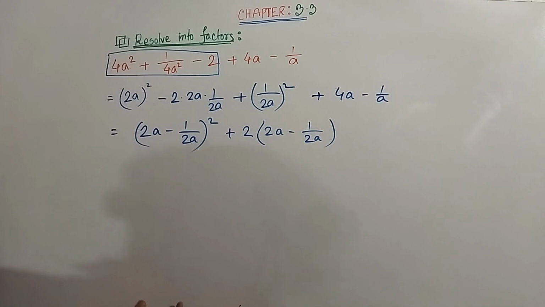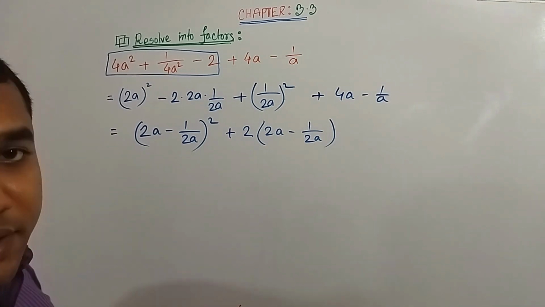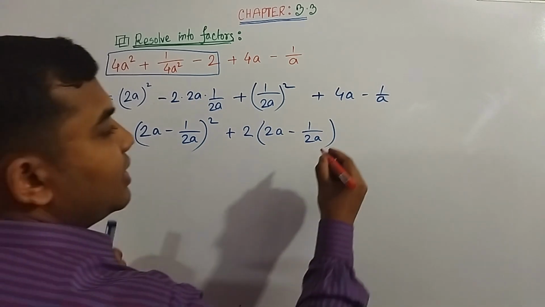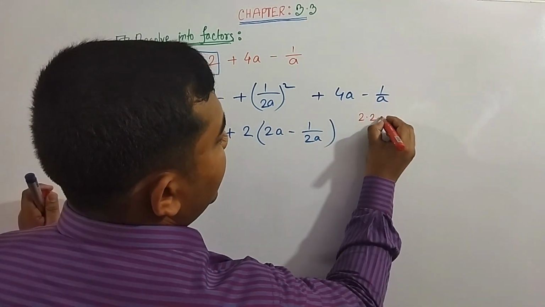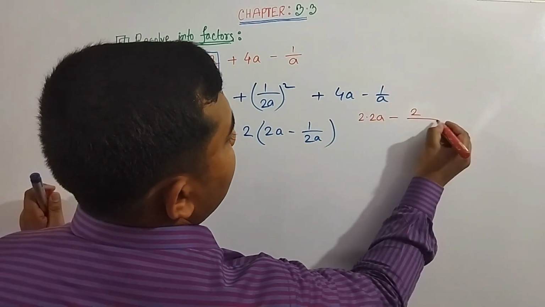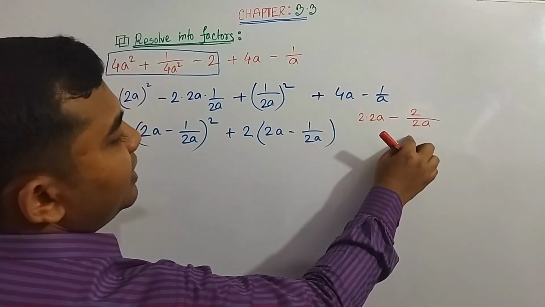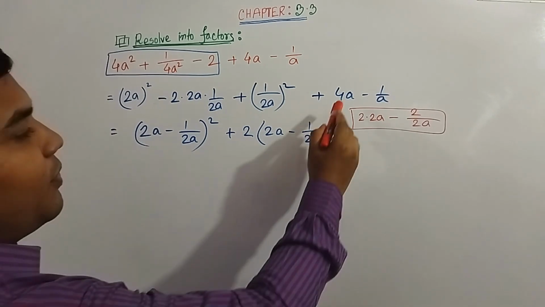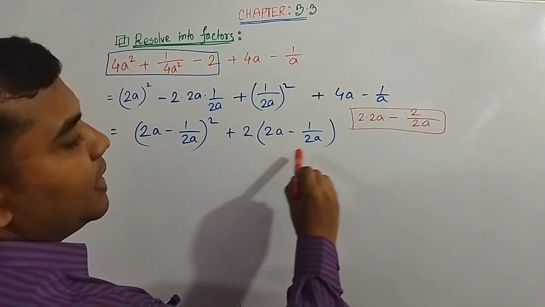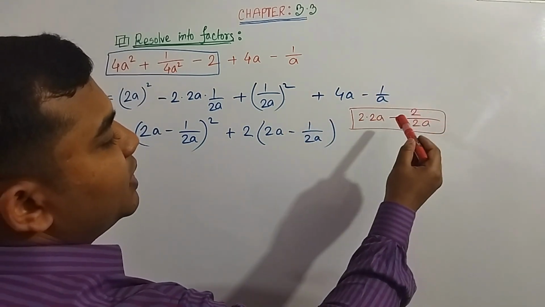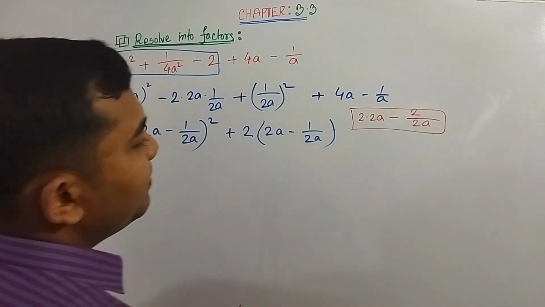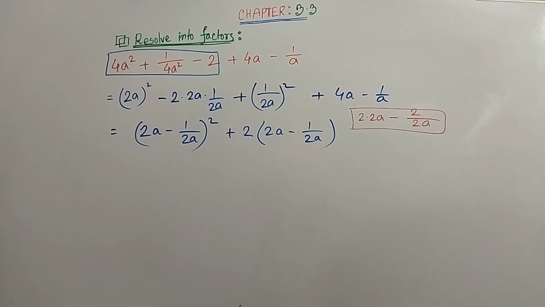Maybe one question arises in your mind, sir, why are we going for that, isn't it? If you have that type of question, then for you I can write it like this, 2 into 2a minus 2 by 2a. Can't we write this line this way, that 4a can be written as 2 into 2a and 1 by a can be written as 2 by 2a. So if we take 2 as common, then 2a minus 1 by 2a. I think you all can understand.